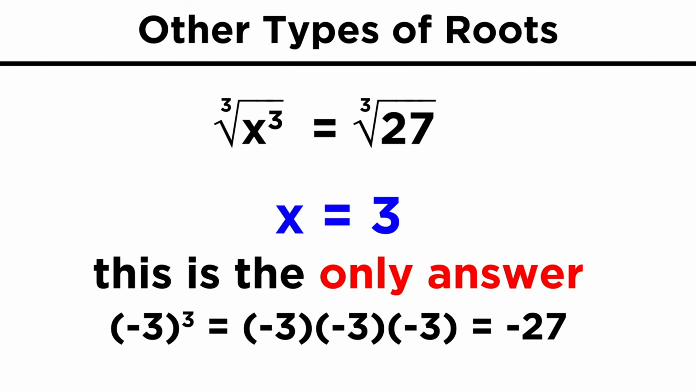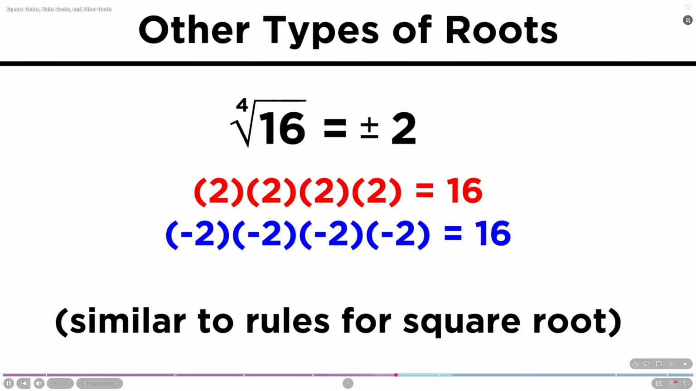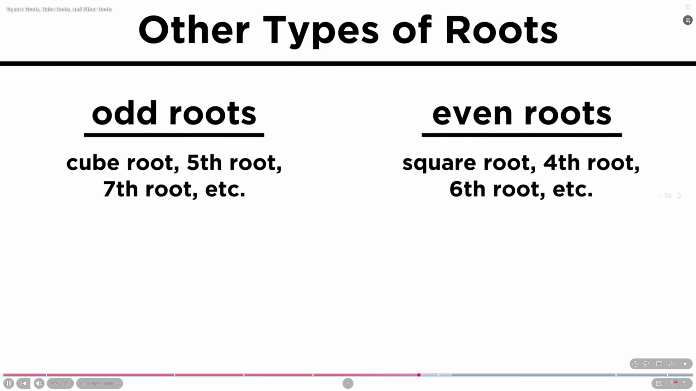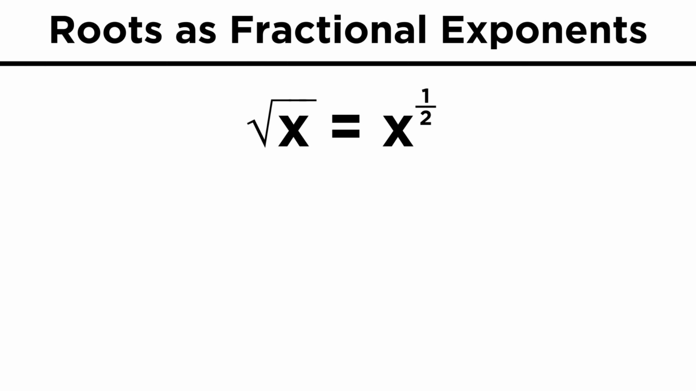Negative 3 doesn't work, because negative 3 times negative 3 times negative 3 is negative. Cube roots are similar to square roots in that we can't take the fourth root of a negative, whether the root is of 2. We'll come to one of the most important things to understand about roots. We have to realize that they represent fractional exponents. Taking the square root is the same thing as raising something to the 1/2 power.